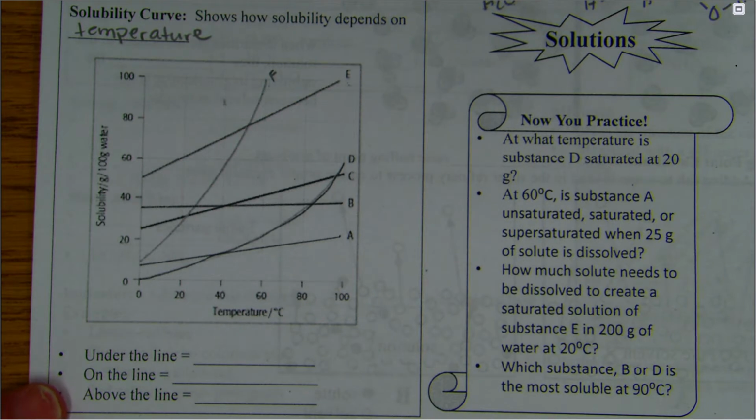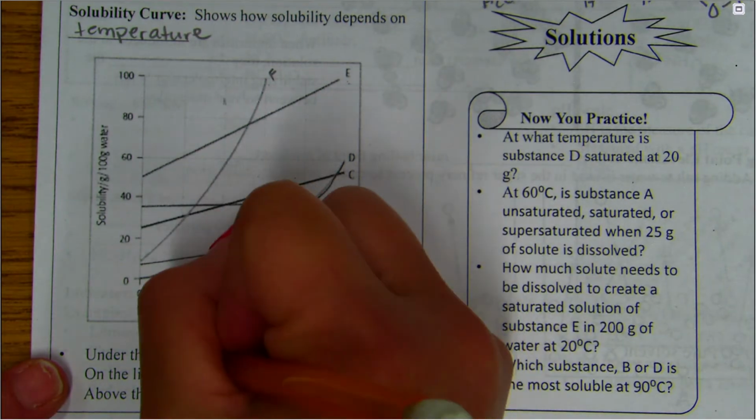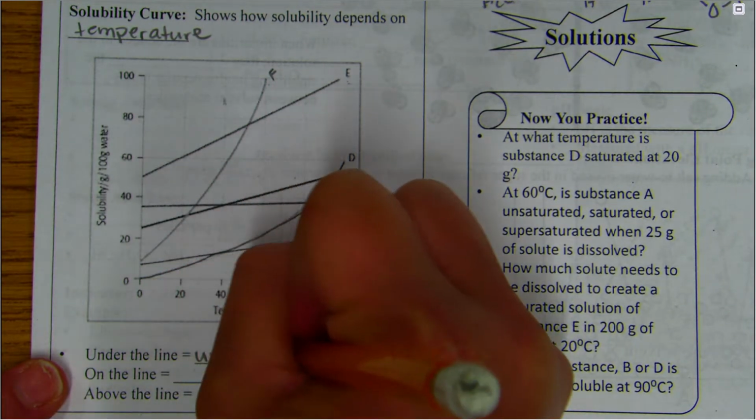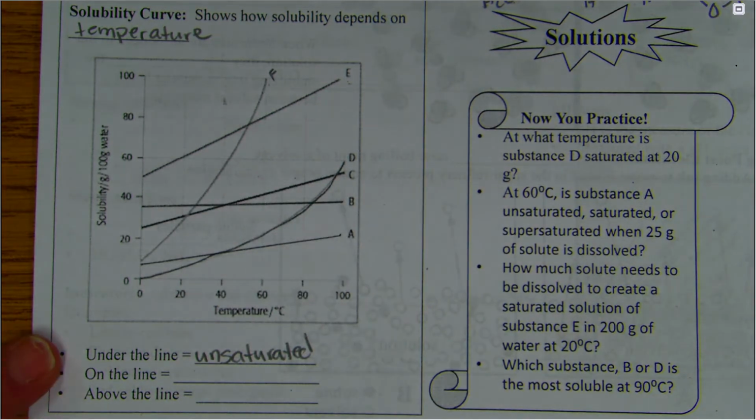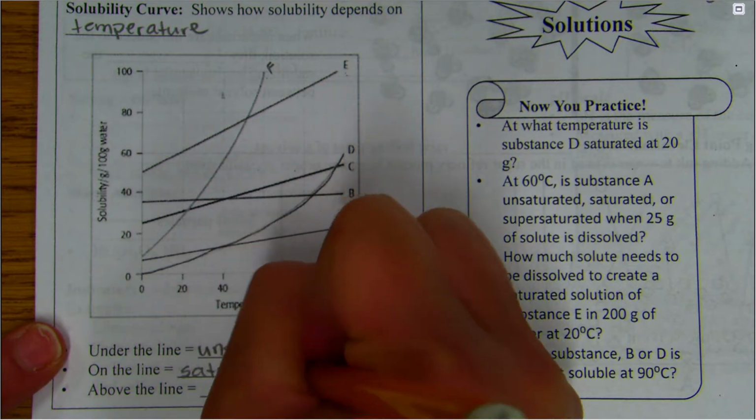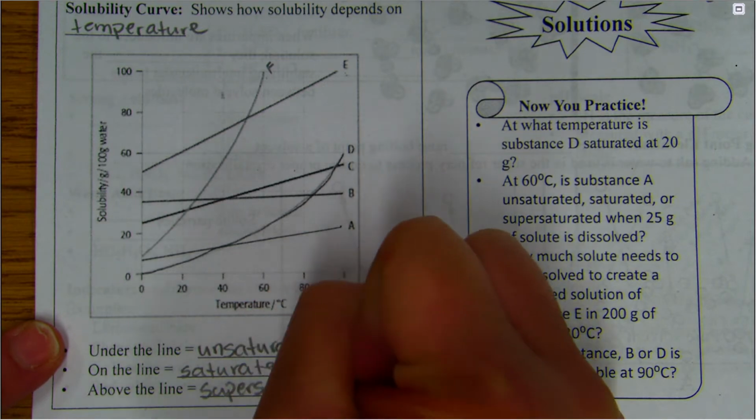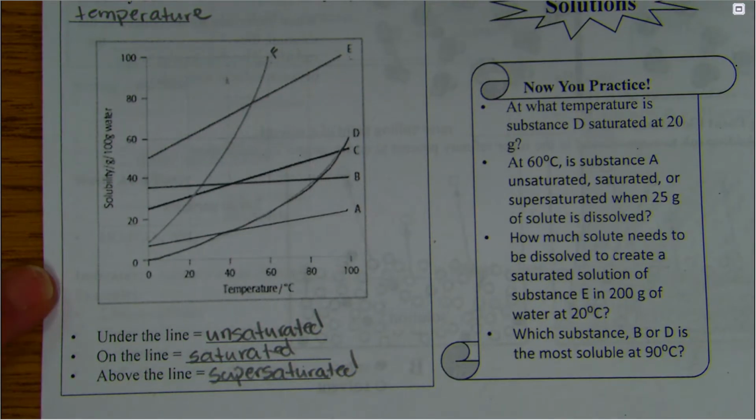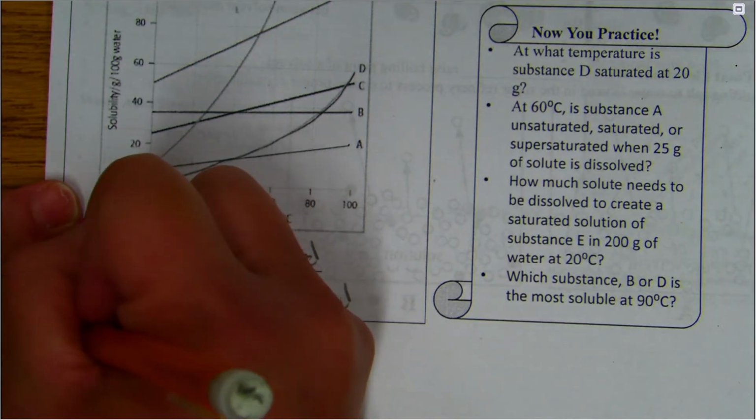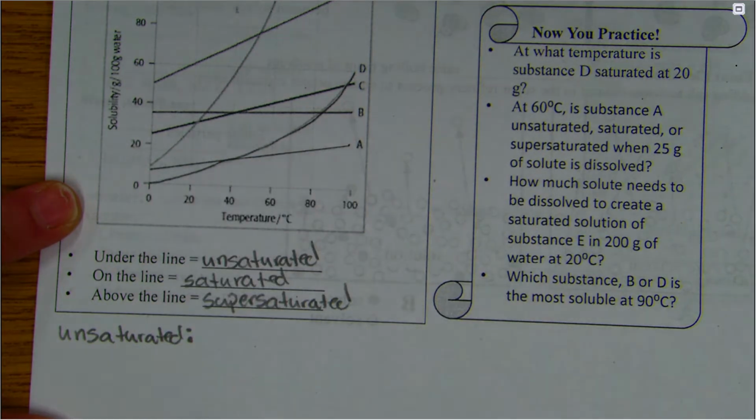Now, we have 3 types of solutions. We have an unsaturated solution. We have a saturated solution. And we have a supersaturated solution. So an unsaturated solution is defined as there is less solute in that, there has been less solute dissolved than the solution can hold.